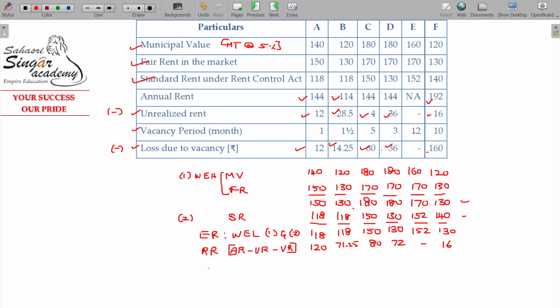Now to find out the GAV, we need to calculate one more item: rent received plus vacancy rent. Rent received is this one, vacancy rent is this one, so you have to add these two. 120 plus 12, 132. And here 85.5. And here 140. Here 108. Not applicable. Finally 176.